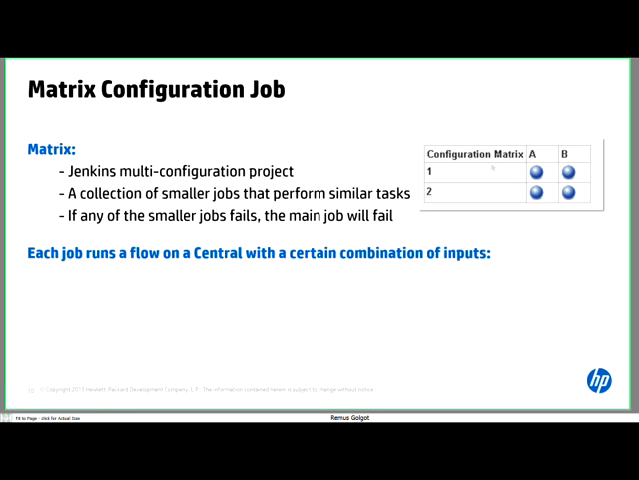But before I do present you the first use case, I need to introduce a notion of matrix, what a matrix is in Jenkins. Basically, a matrix is a Jenkins multi-configuration project. This means that a particular Jenkins job has a collection of smaller jobs, each performing a similar task. And the way the matrix handles and interprets the outcome of the particular job is that if any of the smaller jobs inside the matrix fails, the entire main job will fail.